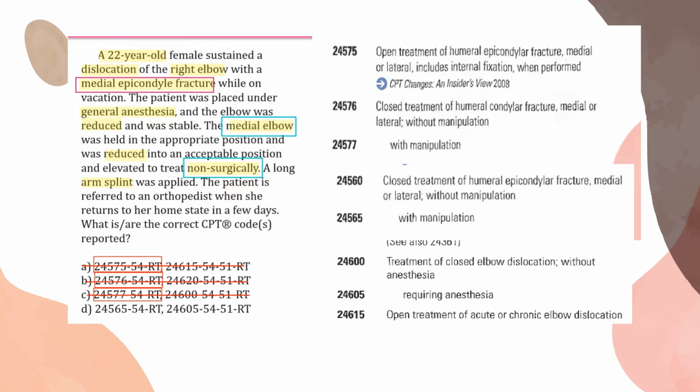So the first code has been zeroed down, that is 24565. Let's move to the second code, and if we see all the options, 24605 is the correct option, because it talks about the closed treatment of the closed elbow dislocation without anesthesia, but 24605 requires anesthesia. So by considering all those points, D is the correct answer.